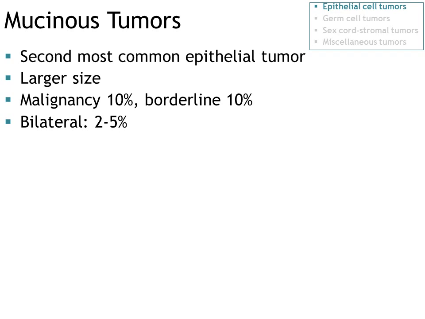Its size is larger than serous tumors. Rate of malignancy and borderline tumor is 10% each, which is lower than the rates in serous tumors, and bilateral in 2 to 5%, also lower than serous category.